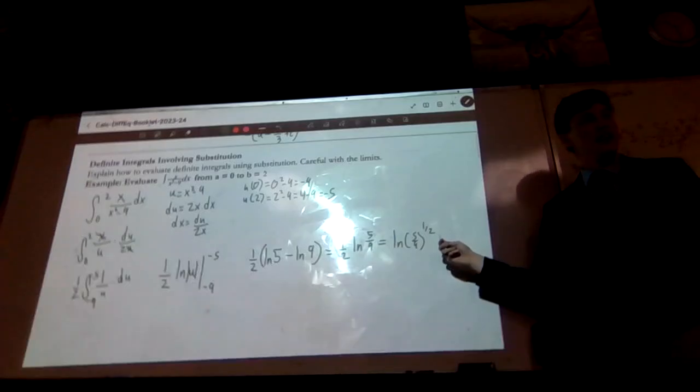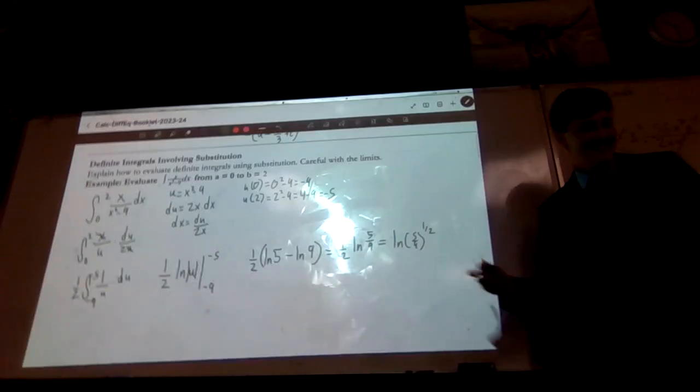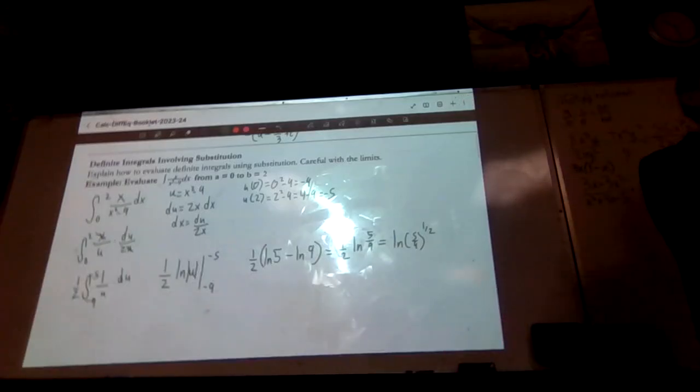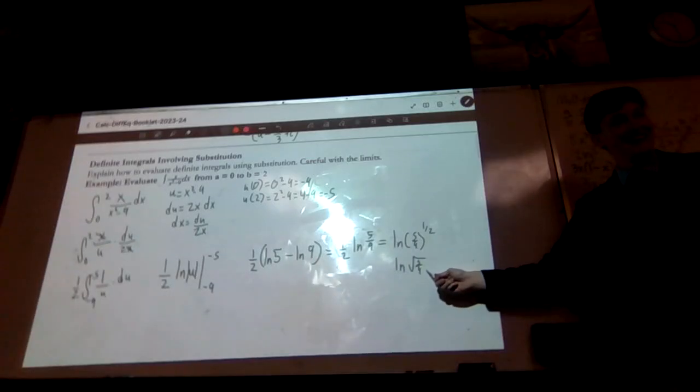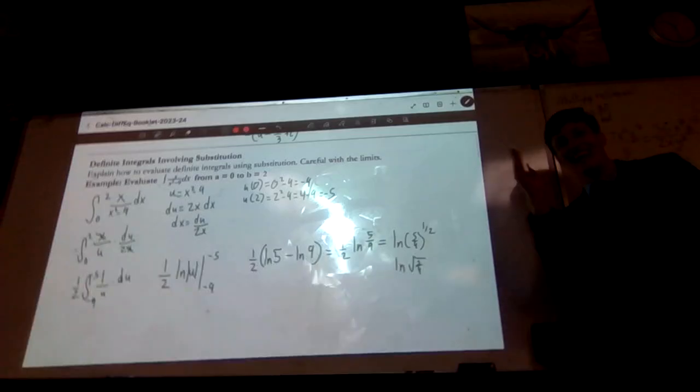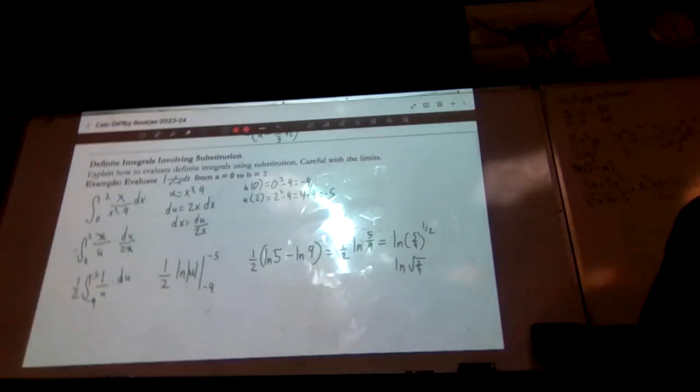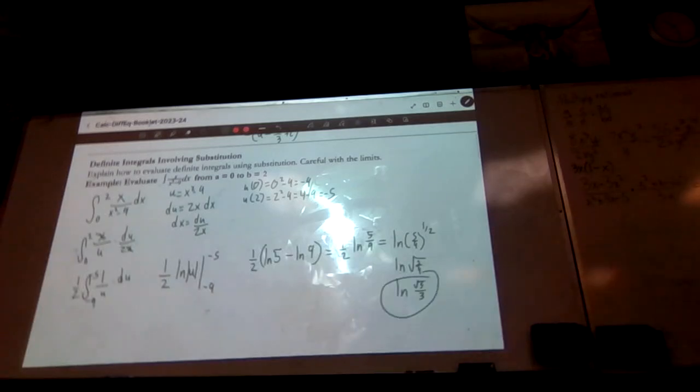But wait a second, we can go further than this. Because what does the power of 1/2 become? Square root. The natural log of the square root of 5 over 9. But wait, can we do the square root of 9? Yes, we can! The natural log of the square root of 5 divided by 3 should be your final answer.